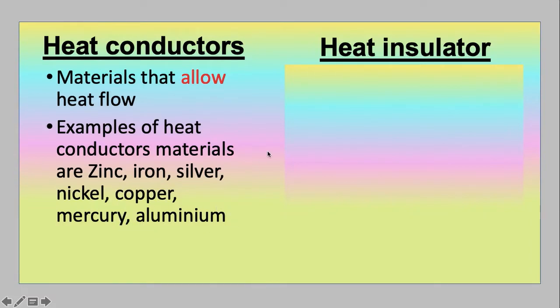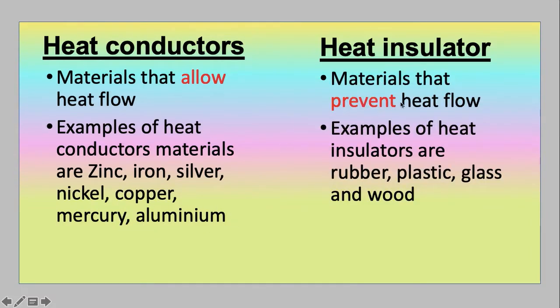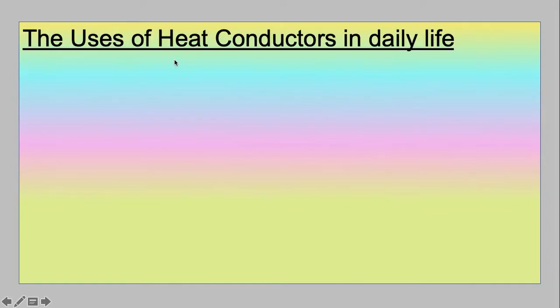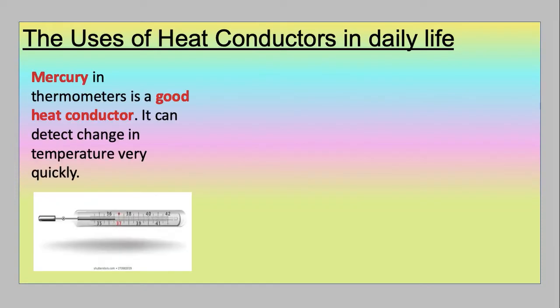Heat insulators are materials that prevent the heat flow. Examples of heat insulators are rubber, plastic, glass, and wood. Heat conductor materials are used widely in our daily life. These are examples of the use of heat conductors.